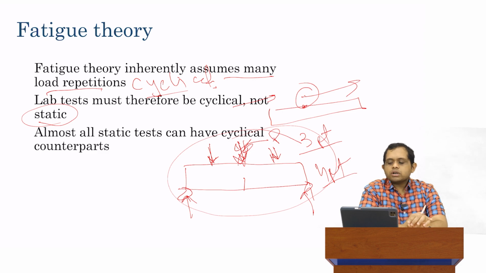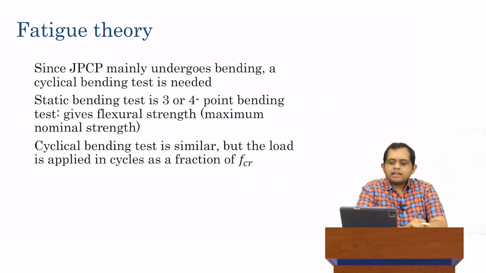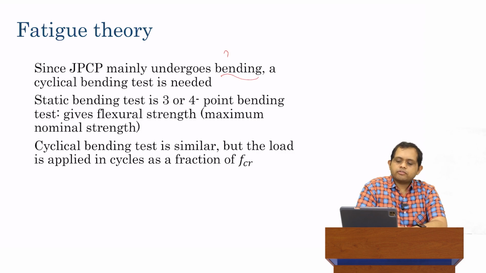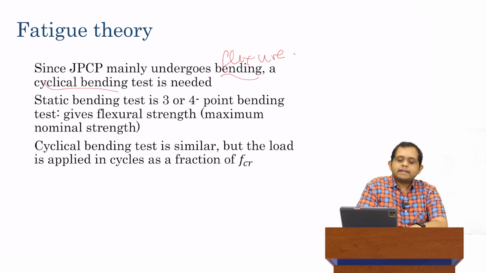So let's see how we could convert this 3-point or 4-point flexural strength test, which is a static test, into a cyclical test, which then we might be able to use for fatigue theory of concrete slabs. Since JPCP mainly undergoes bending, we understand that we should have a cyclical bending test. The mechanism of load transfer in JPCP is through bending or flexure, and we've established that we're going to use fatigue theory to analyze JPCP. And so we need to come up with a cyclical bending test.